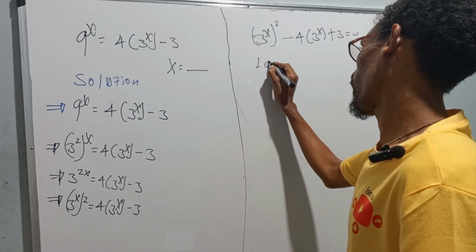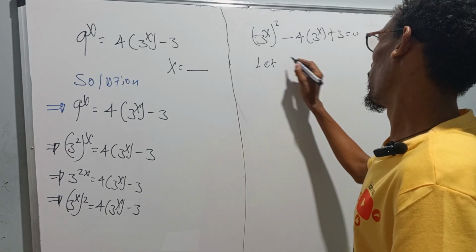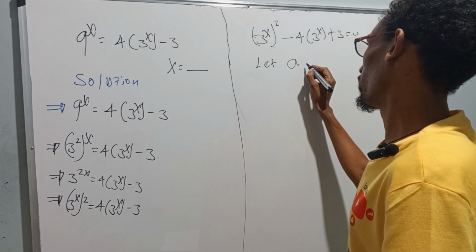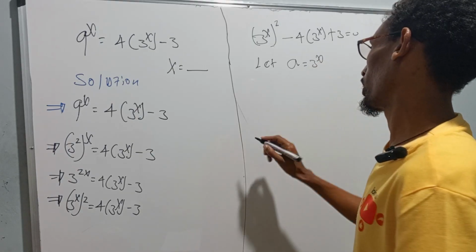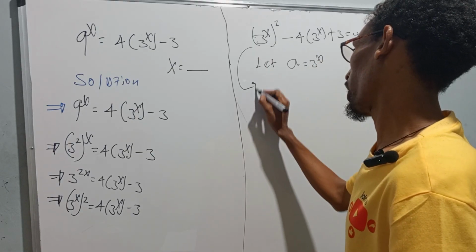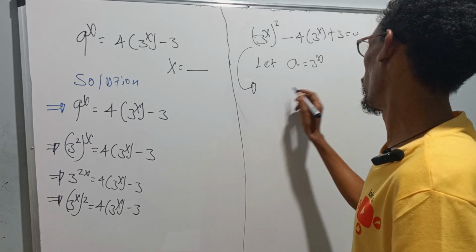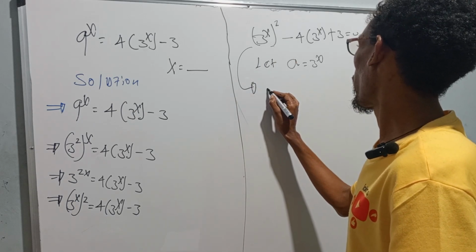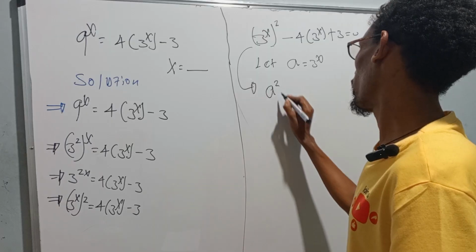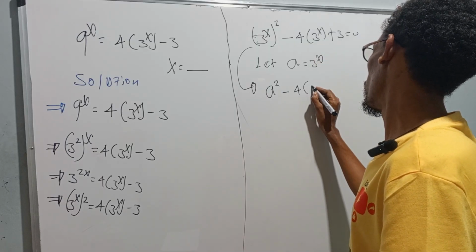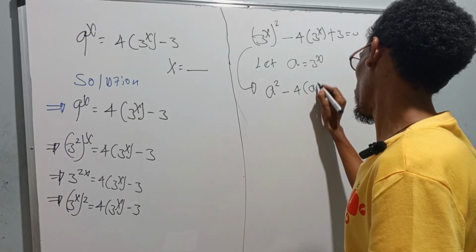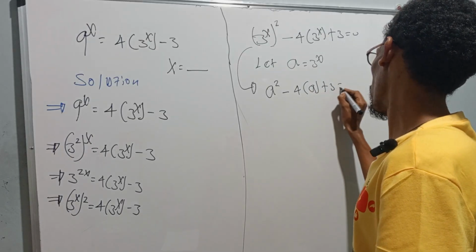Now let a be equal to 3 to the power of x. Now we substitute a into this equation. We get a squared minus 4 times a plus 3, which is equal to 0.